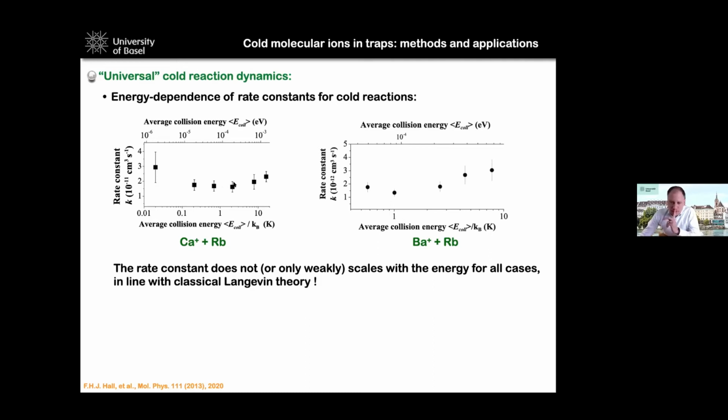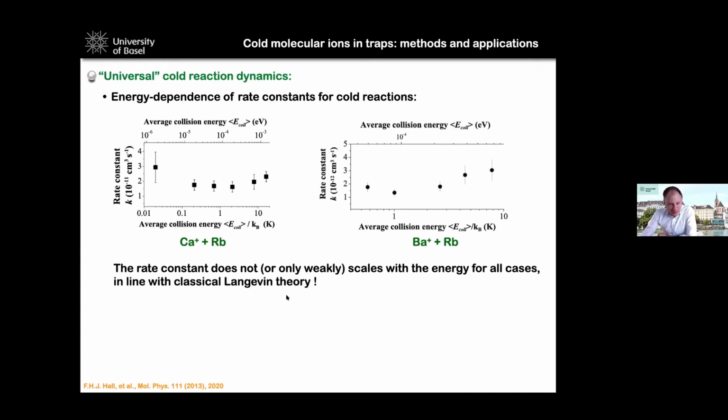So a few words on how we tuned the collision energies in these experiments. What we did is we essentially imparted a well-defined degree of micromotion to the ions, right? We pulled them off the RF null line to give them excess micromotion, so that the average collision energy is determined as a matter of fact by the average micromotion energy of the ion. Okay, and we did a similar experiment for barium plus rubidium and observed a very similar result.